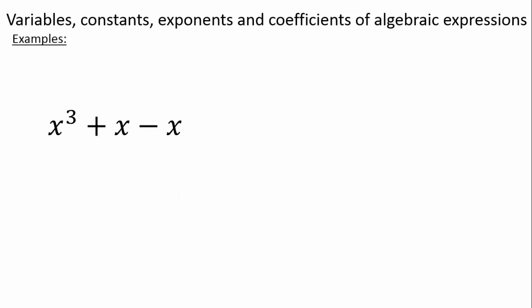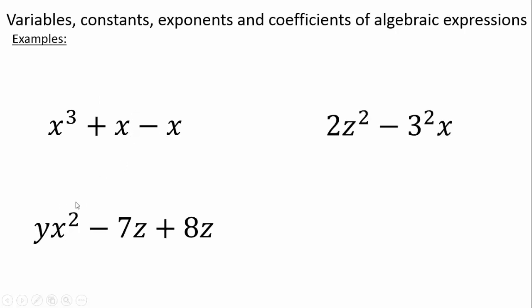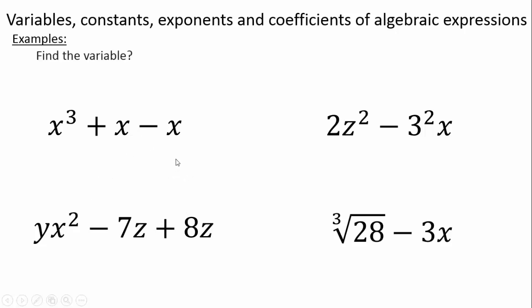Okay, let's look at some examples. 3x cubed plus x minus x. Right? So what are the various things in these questions? We have xy squared minus 7z plus 8z, and the cube root of 28 minus 3x. So find the variables. Here x is a variable, x is a variable, x is a variable. Simply, x is a variable, and there's only one variable, x. These cancel each other out, plus x minus x.